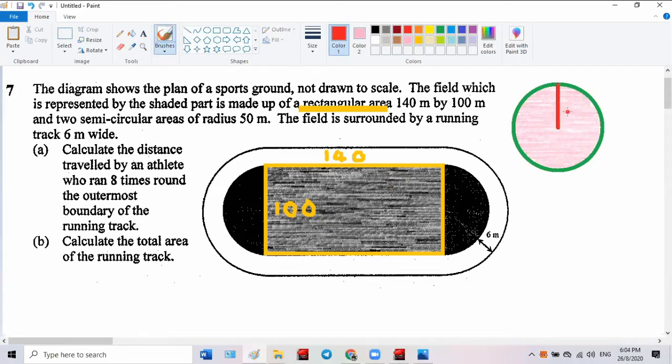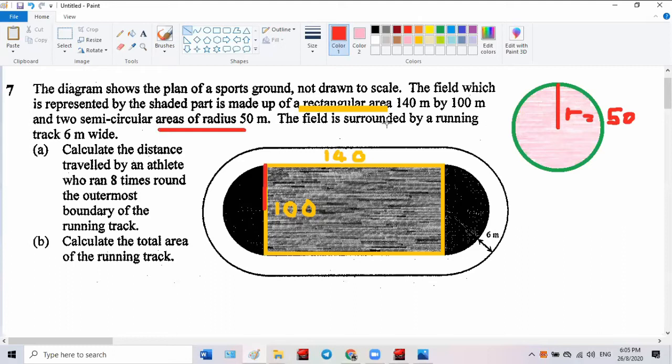So they even tell you the radius is 50. Actually, they don't need to tell you, because this is 100, so half of it must be 50. See, the radius is 50, and the other is 50. You should understand, since you say you never heard of circle before, learn it now. Radius, 50. The field is surrounded by a running track, 6 meters wide.